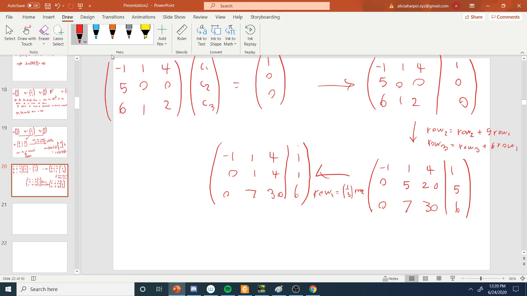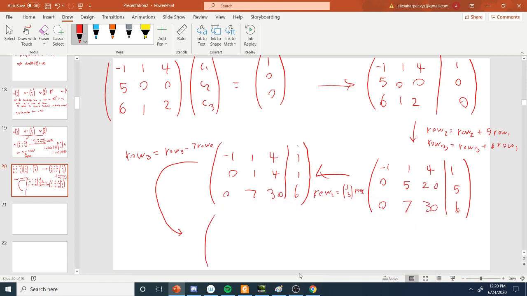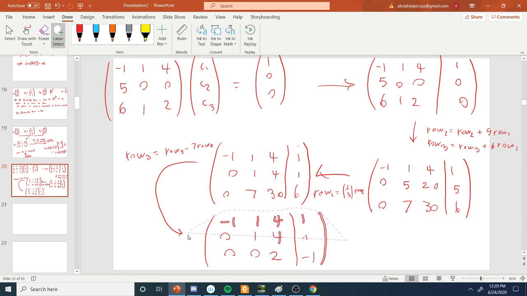And now I will set row 3 to be equal to row 3 minus 7 times row 2. If I do that, then I will have negative 1, 1, 4, 0, 1, 4, 0, 0, and then 2. On the other side, I'll have 1, 1, and now I'm subtracting 7 times 1 from 6, so I'll have negative 1 here. And I now have this matrix, which is now an upper triangular form.